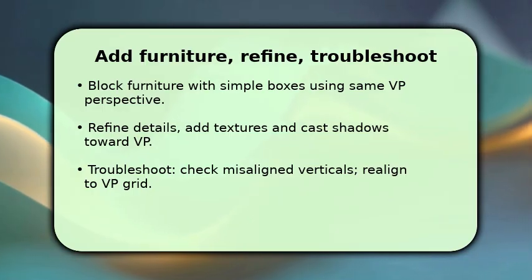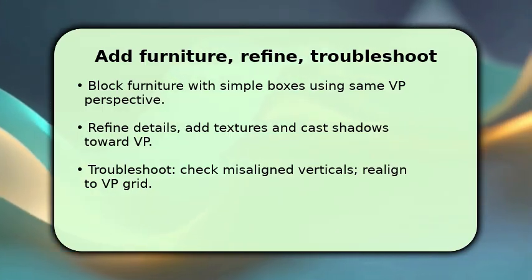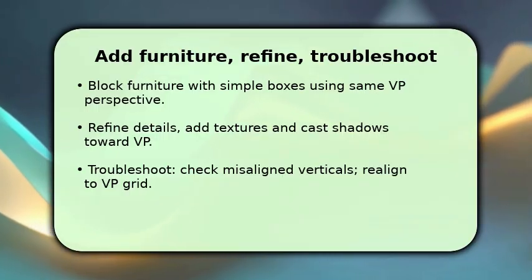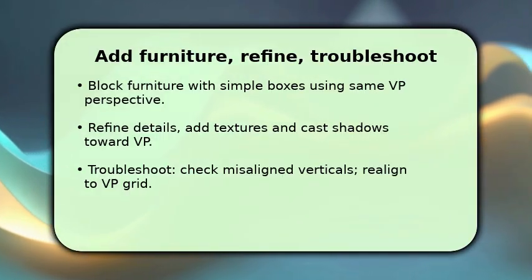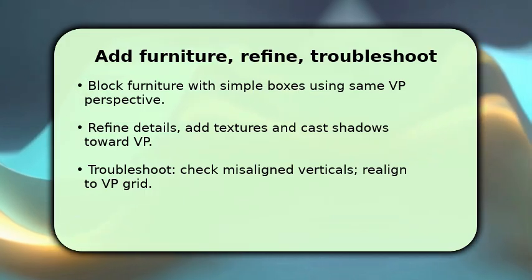When you ink or darken final lines, make sure to keep cast shadows consistent. If proportions look off, check for misaligned verticals or a shifted vanishing point. Correct those guides first, then redraw.